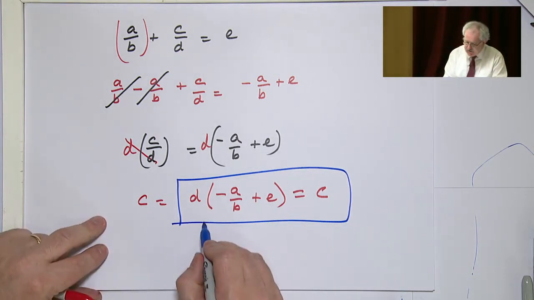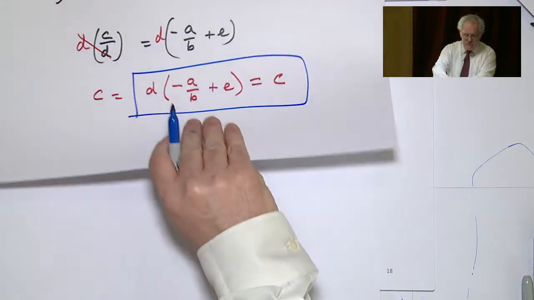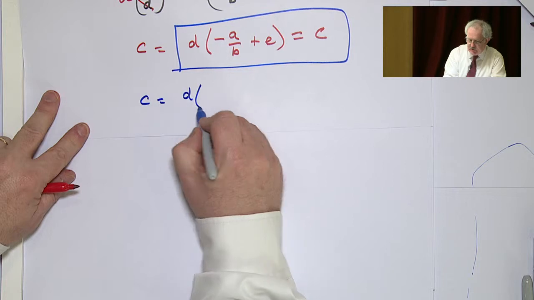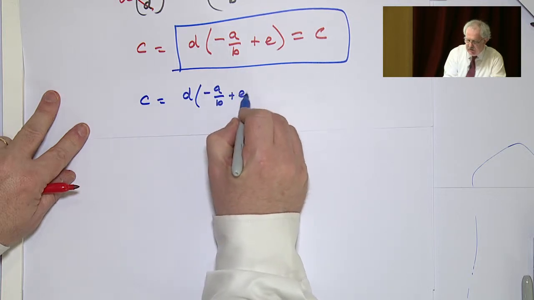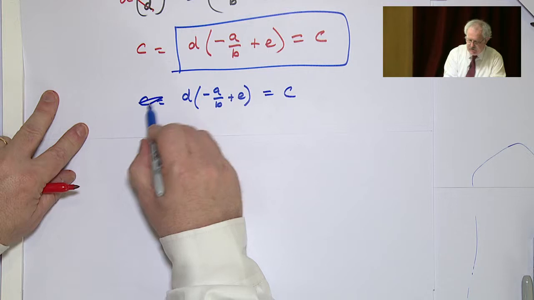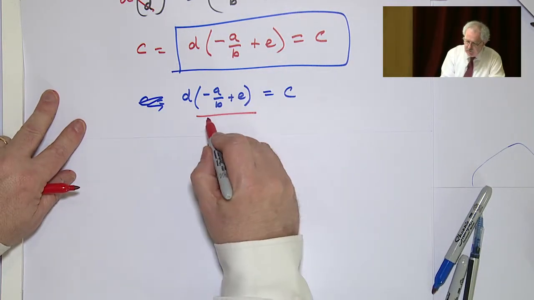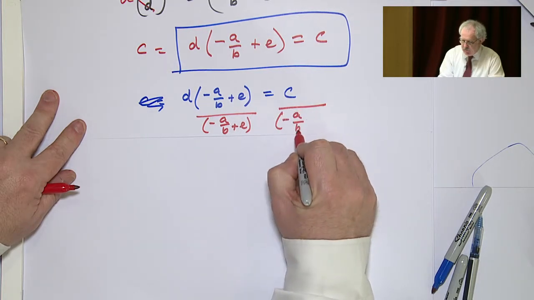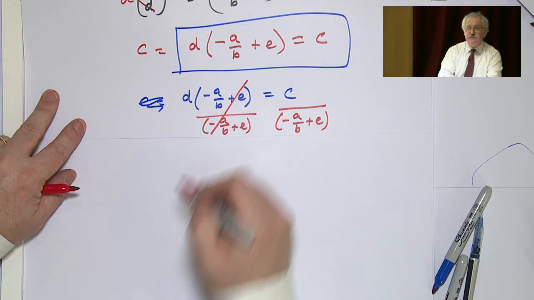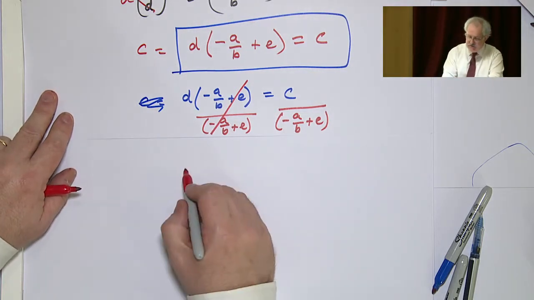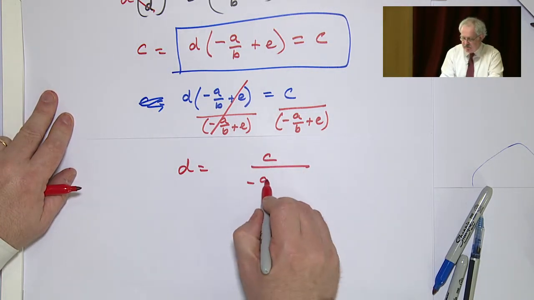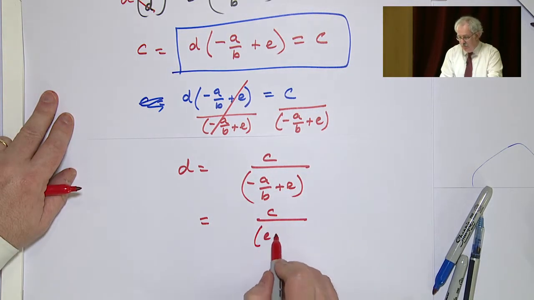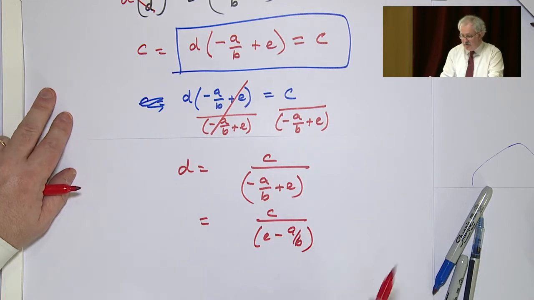So if I was to divide this side and say, okay, I'm going to take that and say c is equal to d into minus a over b plus e equals c, or whatever that is. If I was to divide this side by minus a over b plus e and divide this side by minus a over b plus e, they'd cancel. So I'd get d is equal to c over minus a over b plus e, or if I wanted to do it the other way, c over e minus a over b. If you prefer to write it that way, it's the same.